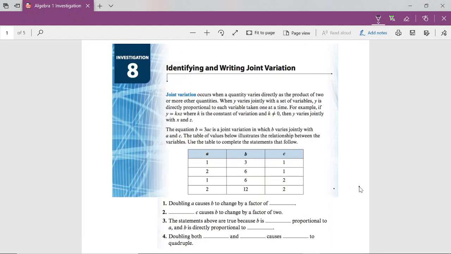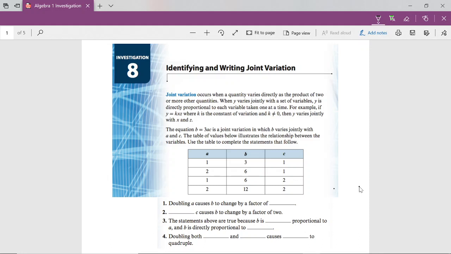Algebra 1, Investigation 8. We are looking at joint variation in this investigation, which ends up being a combination of direct variation, sometimes with multiple variables and sometimes also inverse variation. So joint variation occurs when a quantity varies directly as the product of two or more other quantities.